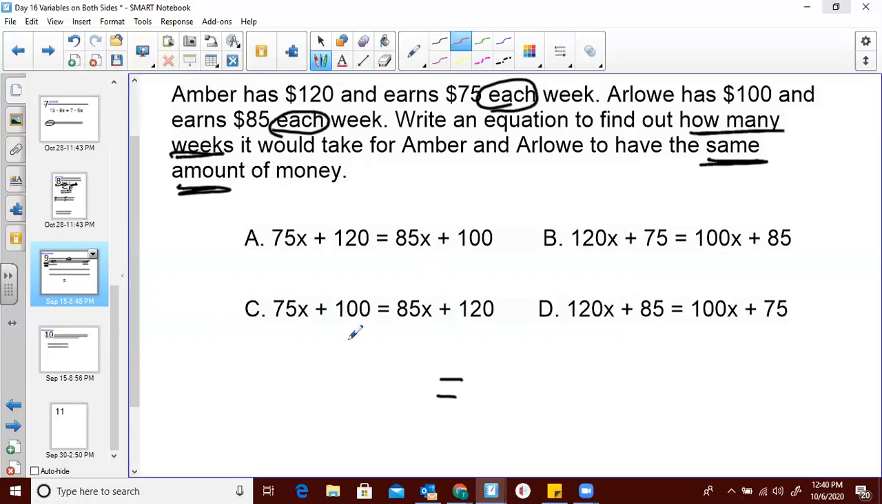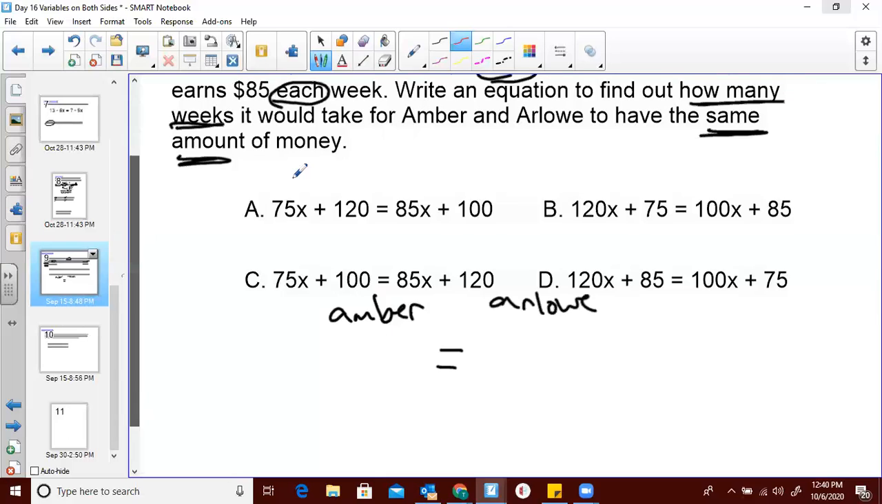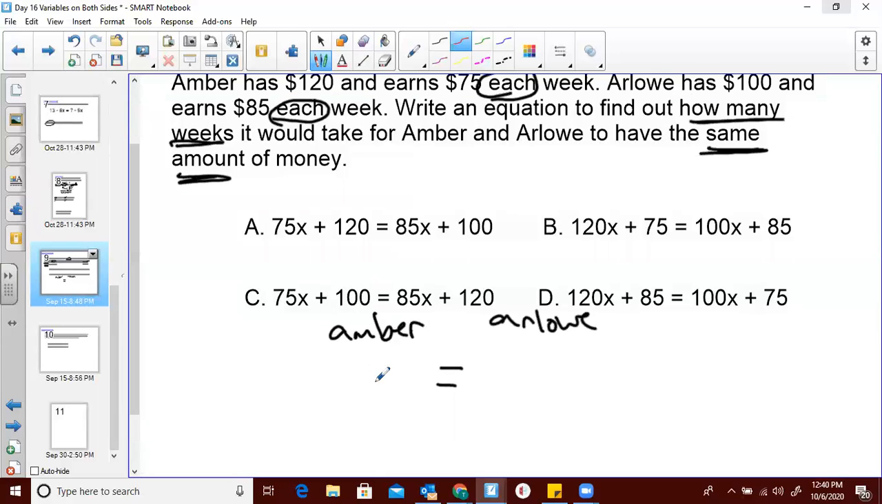What I'm going to do is put Amber on the right-hand side, and then I'm going to put Arlo on the left. All right, so Amber has $120. So Amber already has this $120. Nobody can take that from her. And she also earns $75 each week. Remember, "each" means multiplication. And week is our variable. We have weeks here.